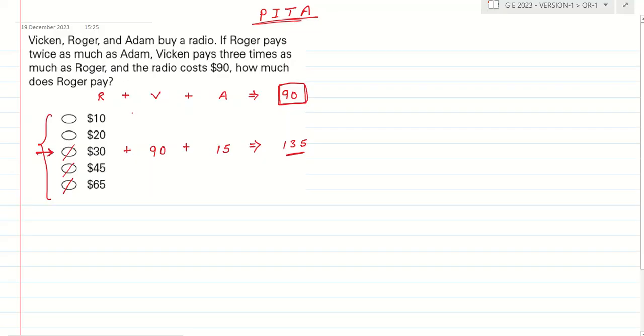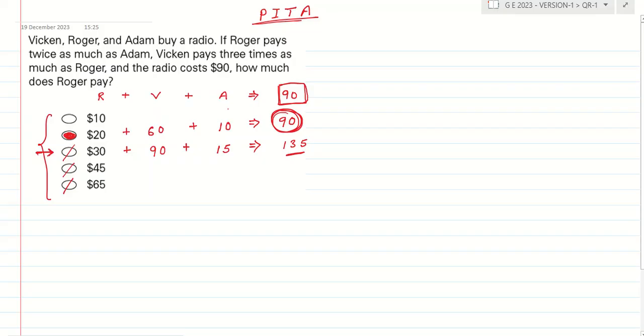Let's go with 20 now. If Roger is paying 20, what about Adam then? Half, 10. Then what about Weekend? 3 times, 60. So add together, how much will you get? 90. Correct? My target is achieved. Yes, sir, I understand. My answer is this one.